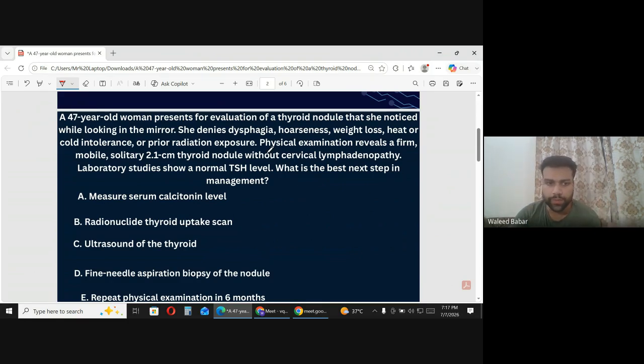Step 2 or 3. A 47-year-old woman presents for evaluation of a thyroid nodule that she noticed while looking in the mirror. She denies dysphagia, hoarseness, weight loss, heat or cold intolerance, or prior radiation exposure. Physical examination reveals a firm, mobile, solitary 2.1 centimeter thyroid nodule without cervical lymphadenopathy. Lab studies show a normal TSH level. What is the best next step in the management?